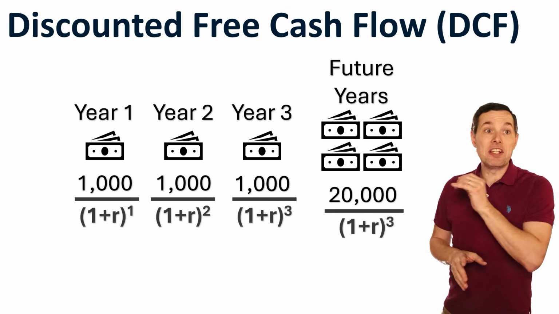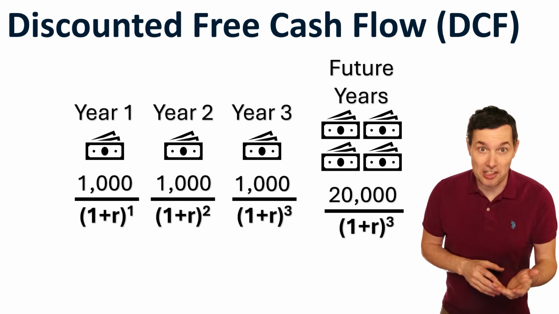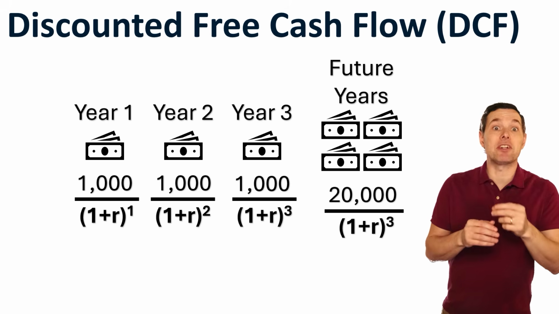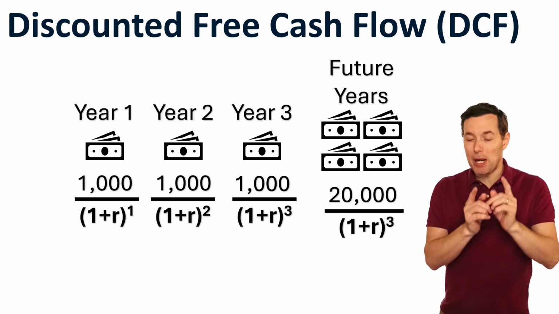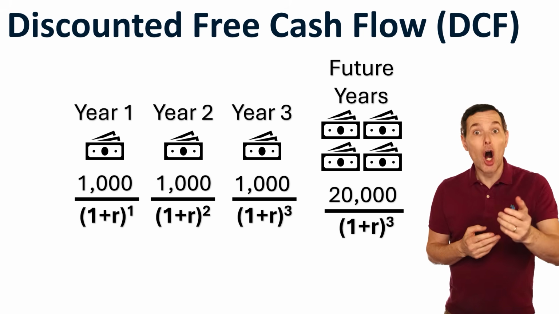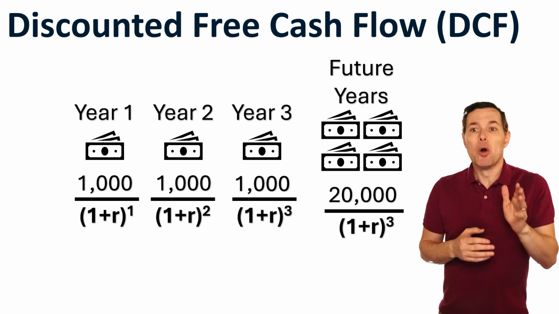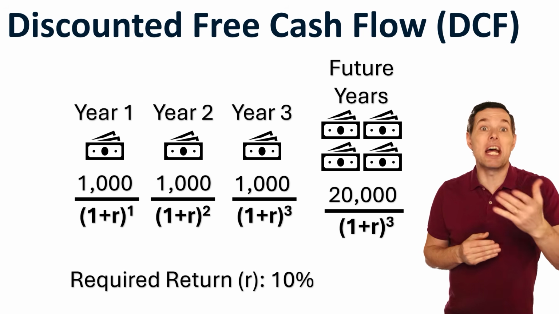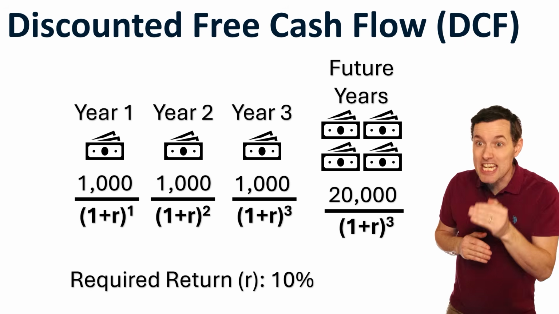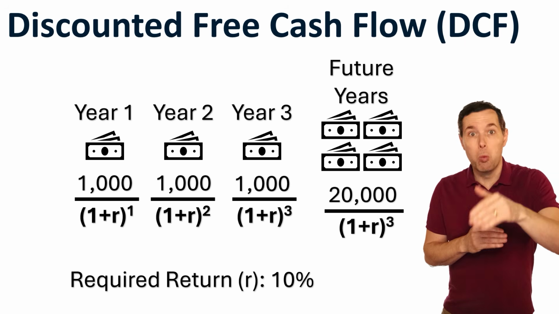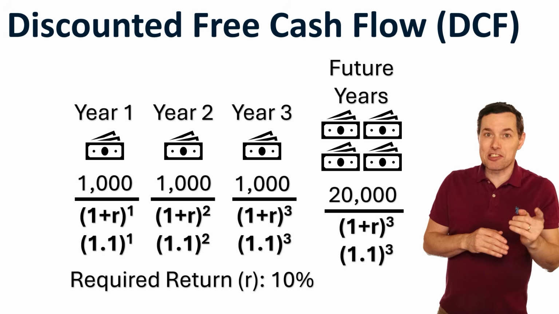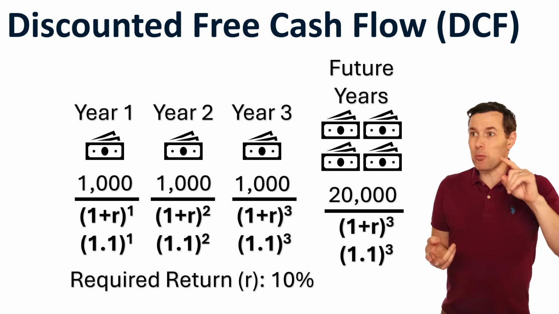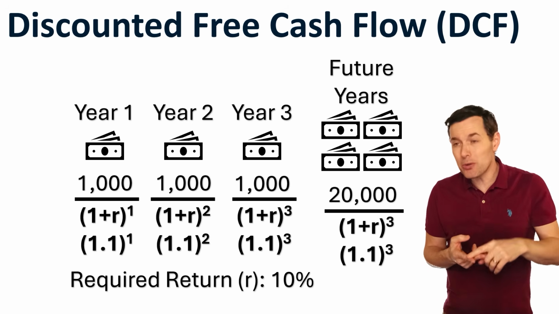So this is what the discounted free cash flow formula looks like. We take each time period's cash flow and we divide that by 1 plus R. R is the required rate of return. Now, we're going to use our example. We're going to call our hypothetical number 10%. So each year would be 1.1 raised to the power of 1 for year 1, raised to the power of 2 for year 2, and so on.